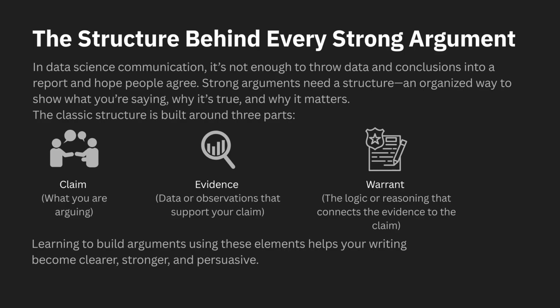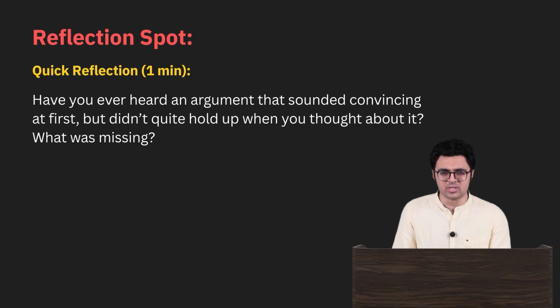We have looked at these in some brief overview in the past lecture, and today I want to dive deep into what makes a claim strong, what makes an evidence credible, and what makes a warrant persuasive. Let's reflect on this question before we move forward. Have you heard an argument that sounded convincing at first, but didn't quite hold up when you thought about it? What was missing? Why was the argument convincing at first, but eventually, when you paid close attention, it started falling apart? What could it have done better?